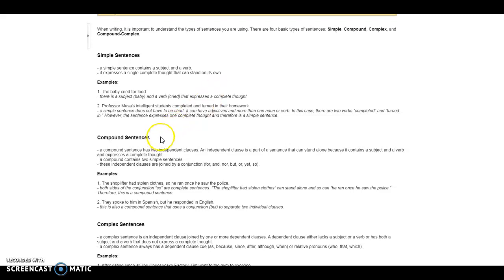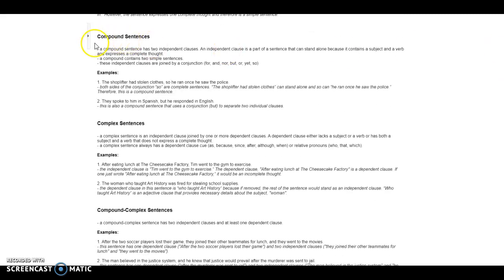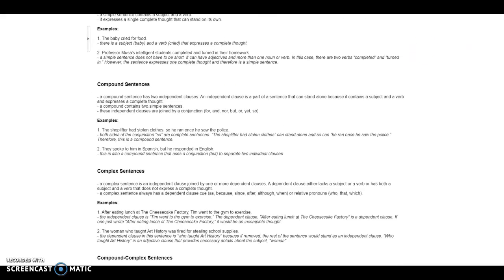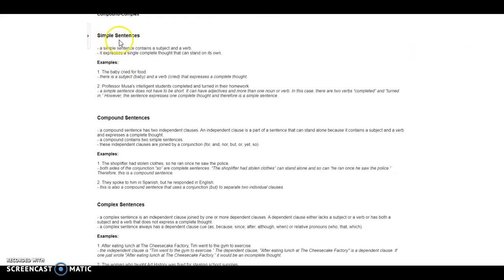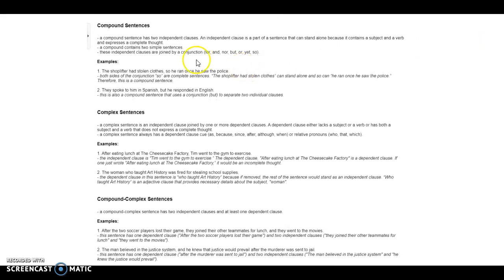What we can do, though, is take simple sentences and expand on them and make them more detailed and more creative. We can start doing that by creating something called a compound sentence. A compound sentence has 2 independent clauses, basically two complete sentences that are joined together with one of our FANBOYS, if you remember the FANBOYS: for, and, nor, but, or, yet, so.